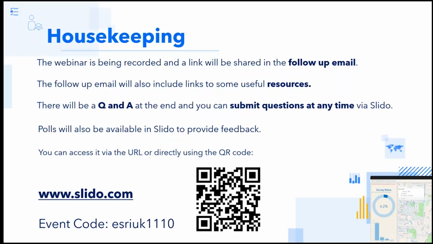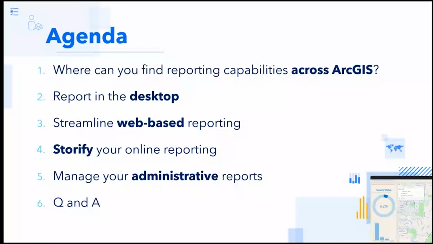In terms of today's agenda, what will we be talking about? We're going to start with reporting capabilities all across the ArcGIS system. We're then going to move directly into reporting within the desktop. From there, we will go into web-based reporting and the variety of applications that we have there, including the ability to set a narrative-based report. And then finally, we're going to be taking a step back and looking at how you can use reporting as an administrator to help more effectively manage your organization. And then to top it all off, we will be finishing with our Q&A.